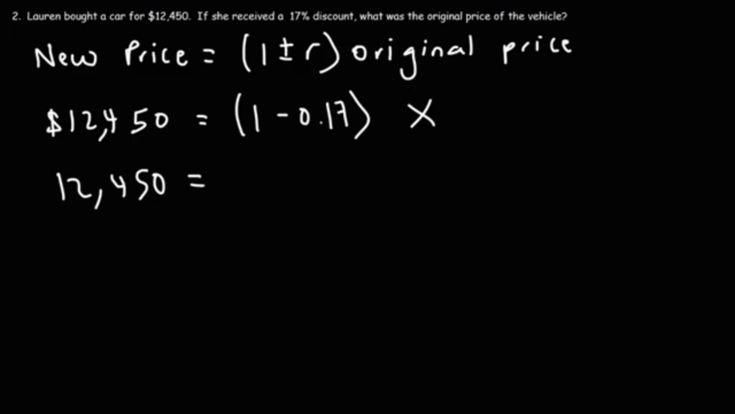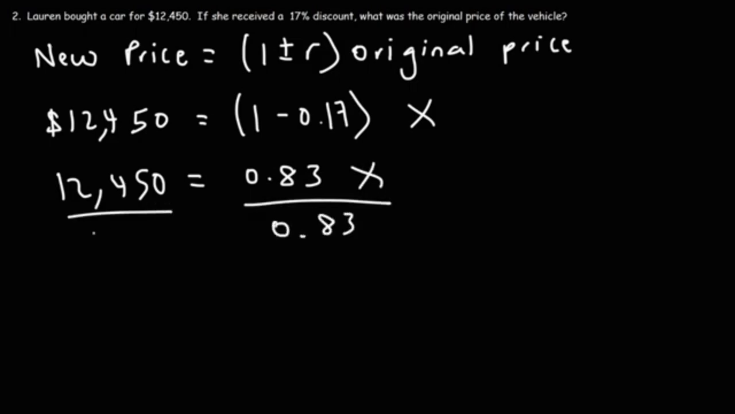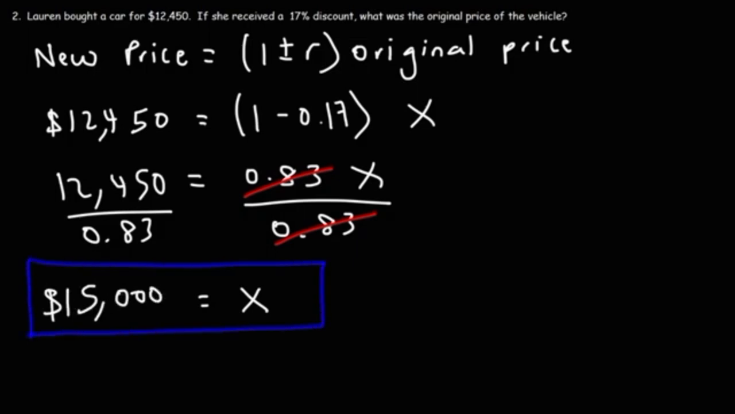1 minus 0.17 is 0.83. So if you take off 17% from 100%, then that means that the new price is 83% of the original price. But now to get the answer, we're going to divide both sides by 0.83. $12,450 divided by 0.83, that's equal to $15,000. So this is the original price of the vehicle before the discount was applied.